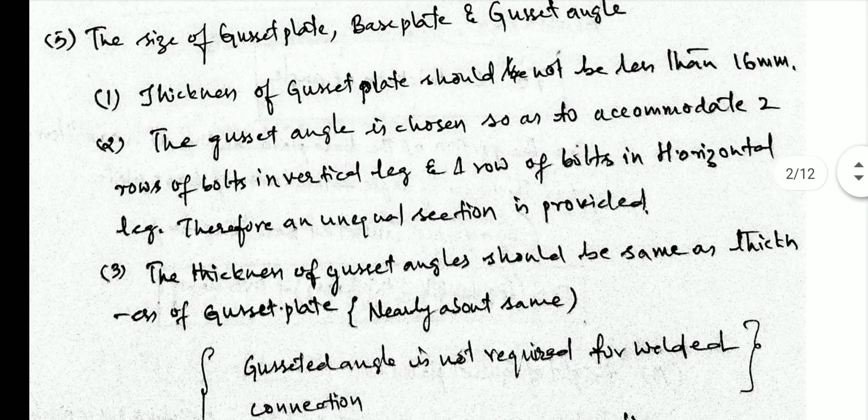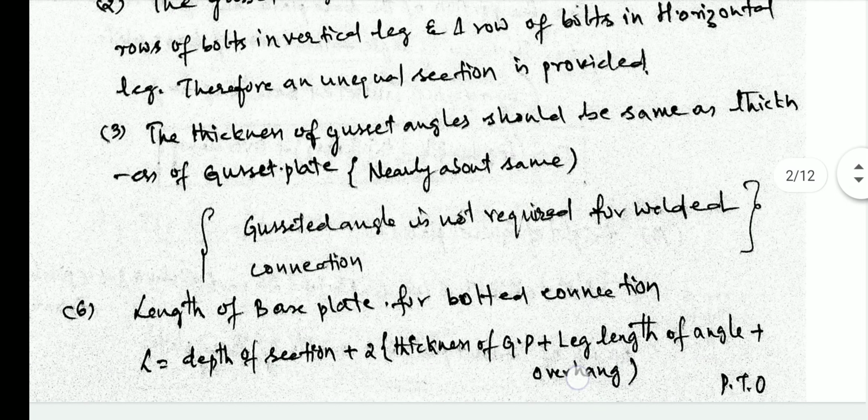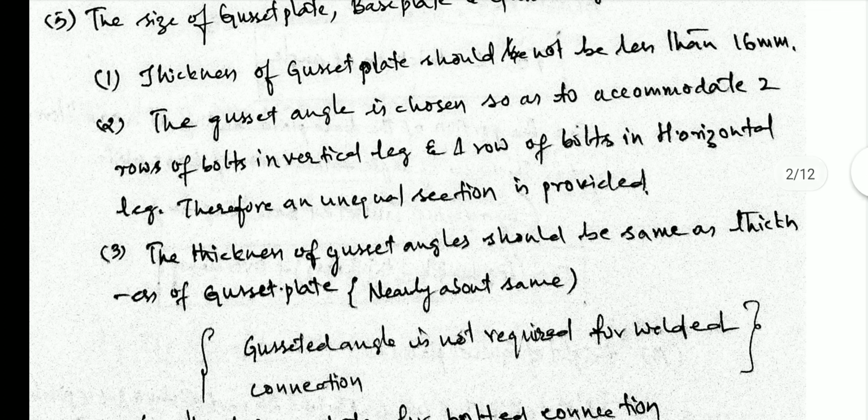Now the gusseted angle is chosen depending upon the bolting arrangement. This bolting arrangement I'll discuss in the next problem. I think I will not draw a diagram here. Here you have to use only an unequal angle. Why is it an unequal angle? I'll just explain in words.